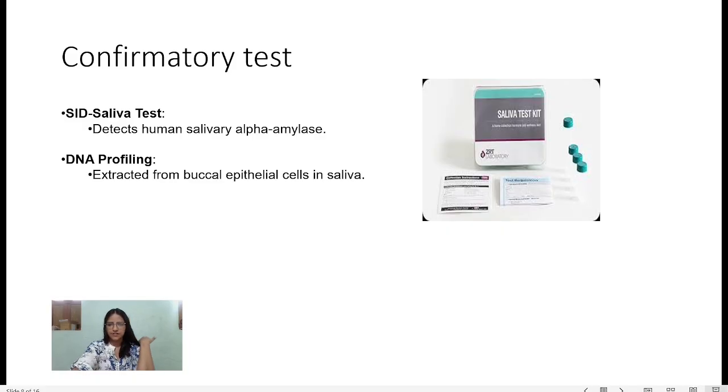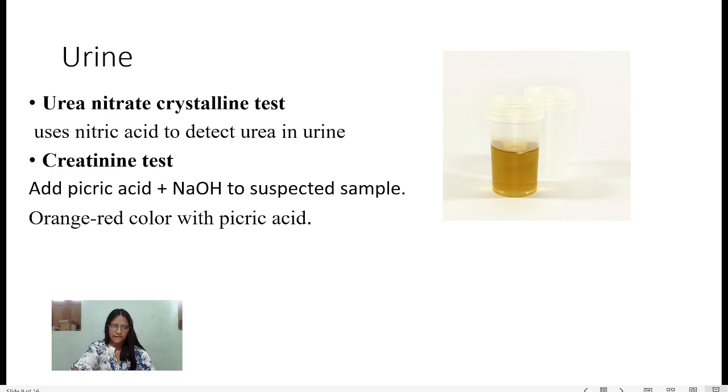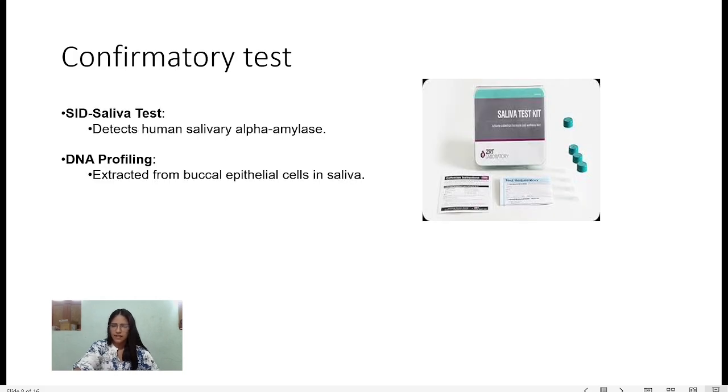Now the confirmatory test, the RSID test. RSID salivary test. The principle of this test is an immunochromatographic test for human salivary alpha amylase. The procedure is that we just apply the salivary extract to the RSID test strip. There will be a strip available for this, and we just apply the salivary extract onto it.